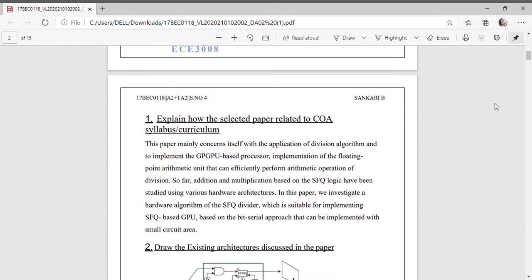Moving on to the questions, the first one is: explain how the selected paper is related to the COA syllabus or curriculum. In the past there have been a lot of addition and multiplication based on SFQ logic, and a lot of studies have been executed on various hardware architectures. But in this paper the whole focus goes on the hardware algorithm for the SFQ divider, which can be used for implementing an SFQ based GPU. So the whole application of this paper mainly concerns this division algorithm, and how to implement it on GPU based processors.